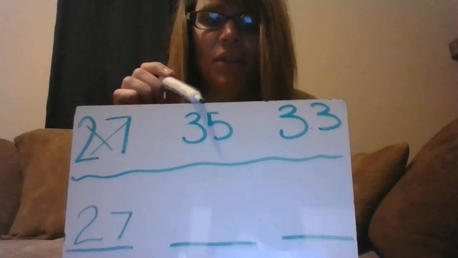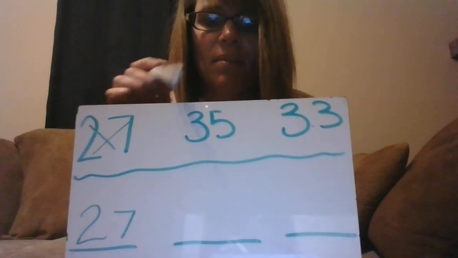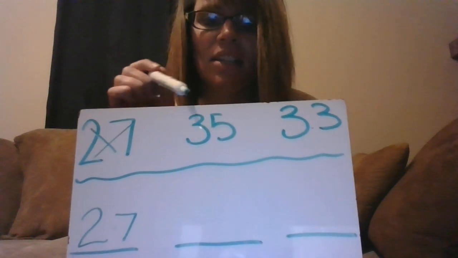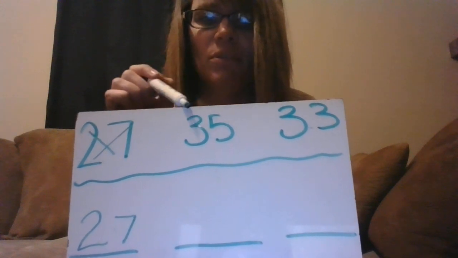I'm looking at the number 35 and I'm looking at the number 33. Okay, of these 2 numbers, I want to know which one is the least. So looking at those 2 numbers, I'm going to look at my tens. My tens this time are the same. They both have 3 tens in them.